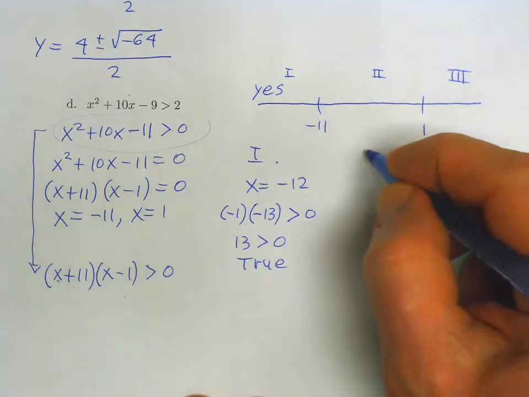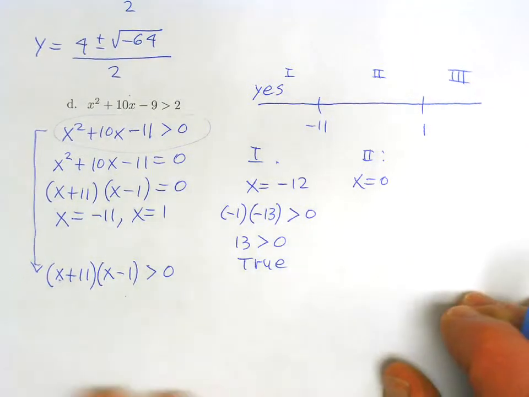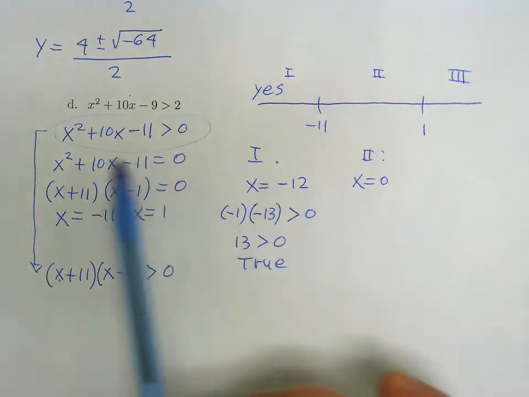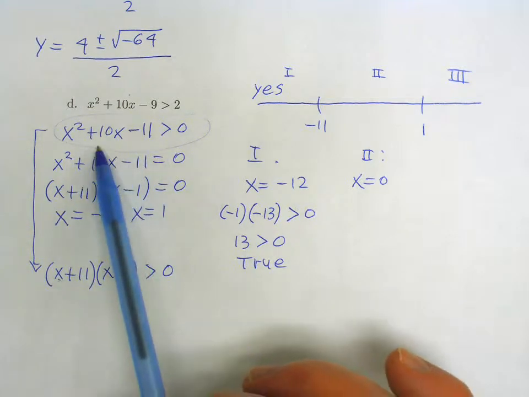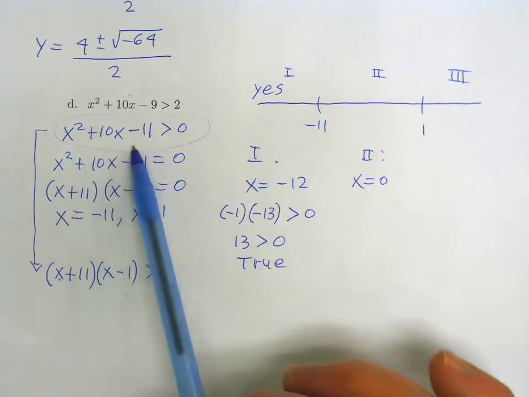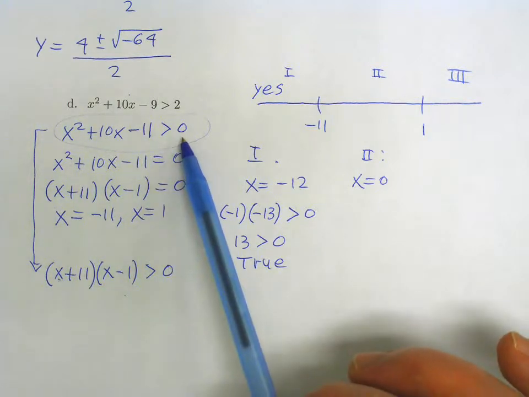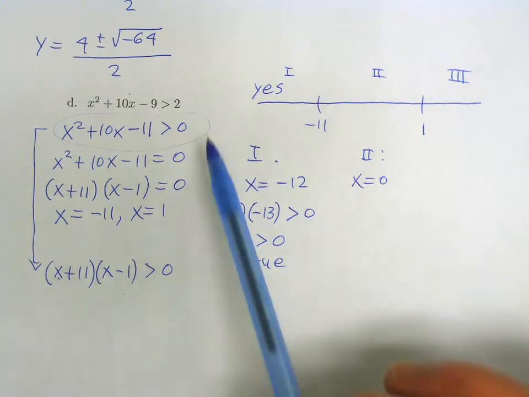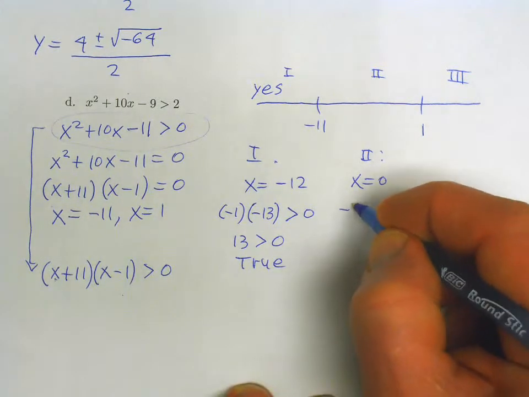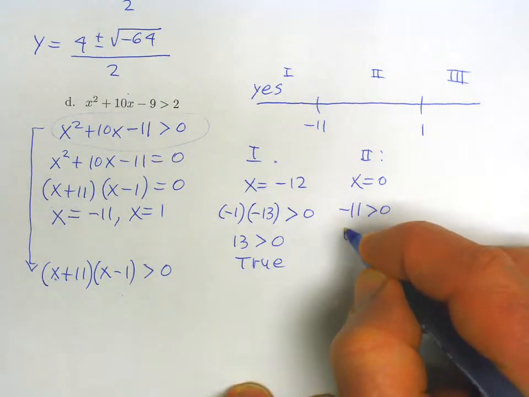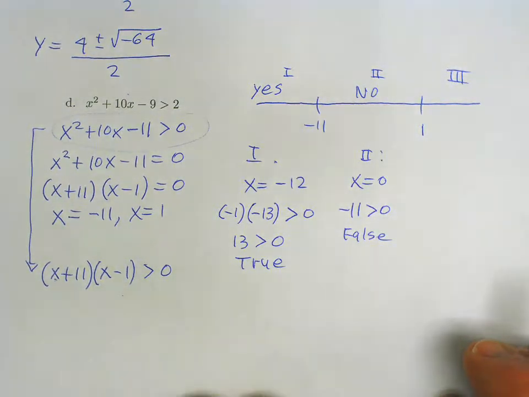In the second interval, we can pick x to be 0. So when x is 0, this inequality might be easier to use. You can still use the factored form if you want. As long as you don't make mistakes with arithmetic, it really shouldn't matter. But this one, if you replace every x with 0, we're left with negative 11 is greater than 0, and that is false. So none of the numbers between negative 11 and 1 are solutions.